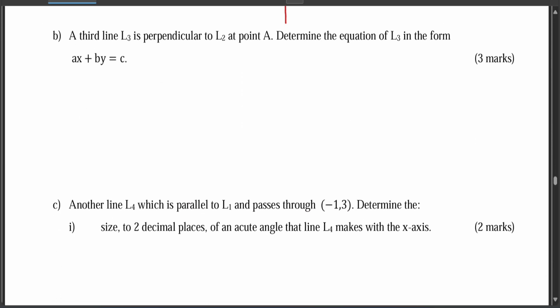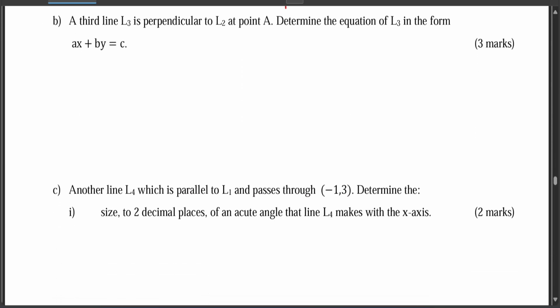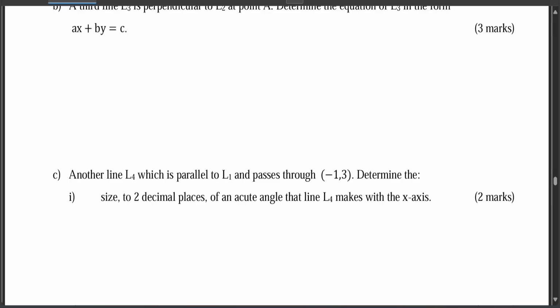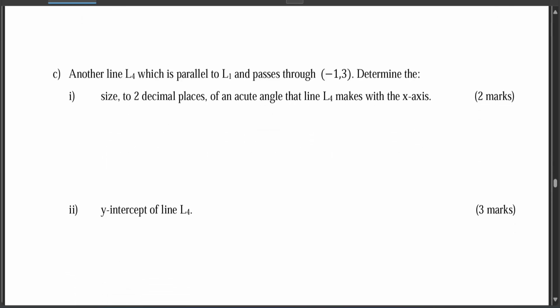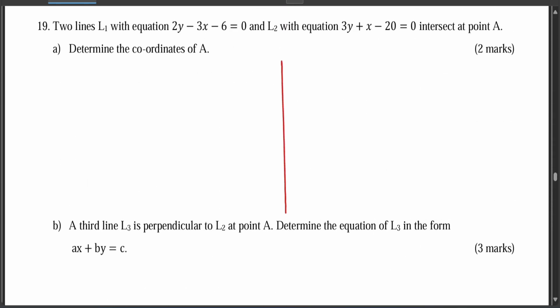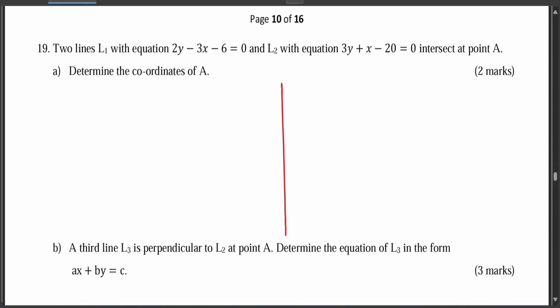Another line L4 which is parallel to L1 and passes through negative 1, 3. Determine, to 2 decimal places, the acute angle that line L4 makes with the x-axis. And the last question, the y-intercept of line L4. Very simple question, so it's not that hard.